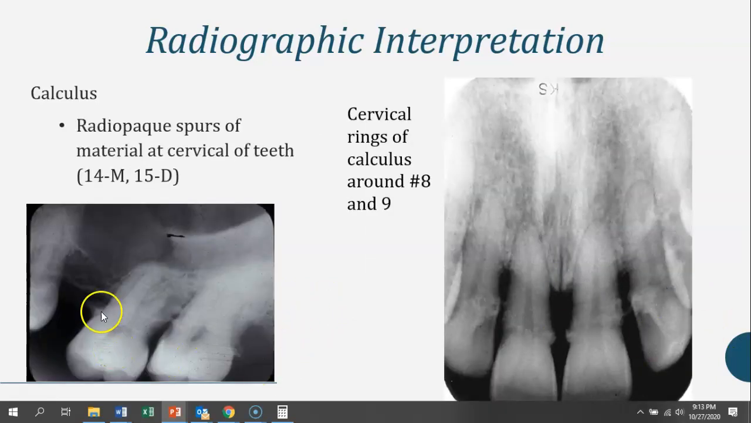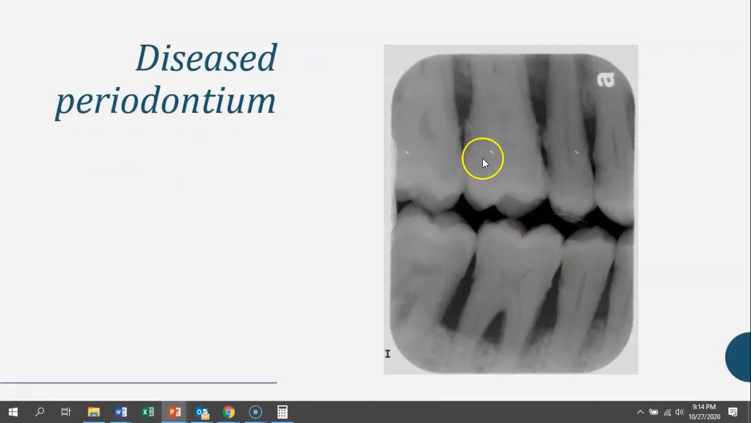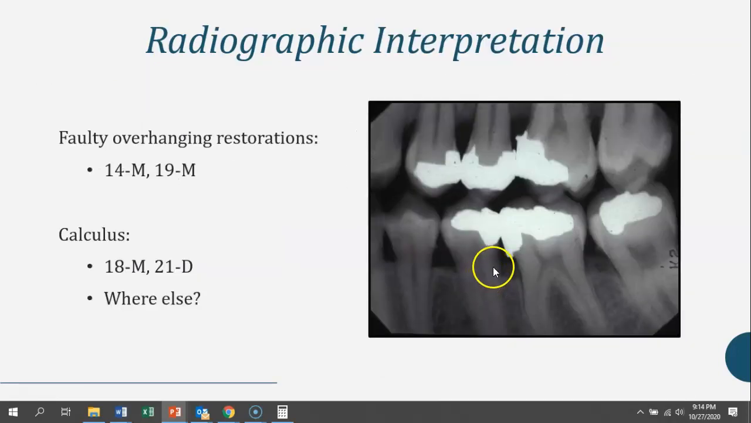So this is the big spur of calculus here, and this is a big spur of calculus here. These are the rings of calculus. You can see it's more radiopaque right through here and here. And then you can see these little blobs, little bulbs of calculus coming off the side. What was the one before? Oh yeah, all this calculus. That's calculus, and this, and this. Even anytime you see a lumpy root, even if it's not a spur, that's calculus.